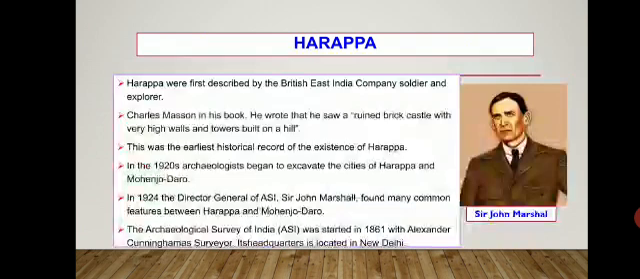In the 1920s, archaeologists began to excavate the cities of Harappa and Mohenjo-daro. In 1924, the Director General of ASI, students, ASI oda full form is Archaeological Survey of India, Sir John Marshall found many common features between Harappa and Mohenjo-daro. And the last one is the Archaeological Survey of India, ASI, was started in 1861 with Alexander Cunningham as surveyor. Its headquarters is located in New Delhi. Refer to page number 145 in your PDF. This is the picture of Sir John Marshall.